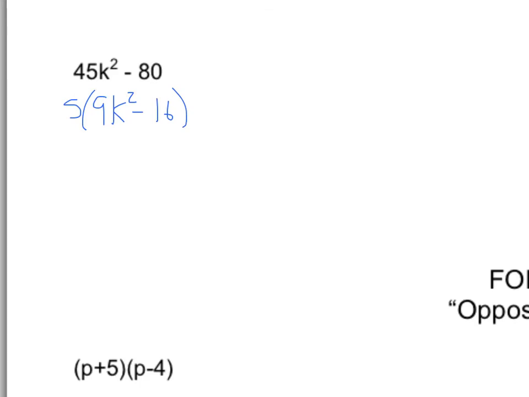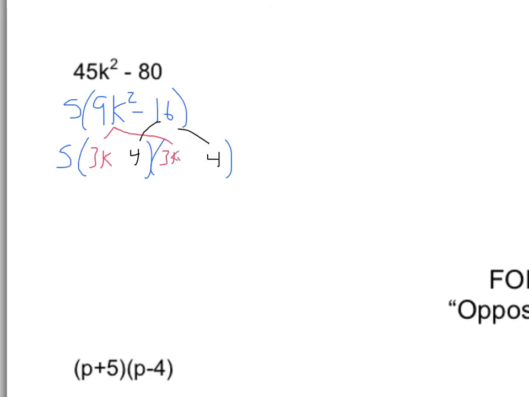Now, a lot of people would stop here, but we have to always look at what we have for an answer. And what we've done is we've created a binomial that is a difference of 2 squares. So we are obligated to go further. And as we said, a difference of 2 squares is not too difficult to factor. The square root of 9k squared is 3k, and that goes first. The square root of 16 is 4, and that goes second.